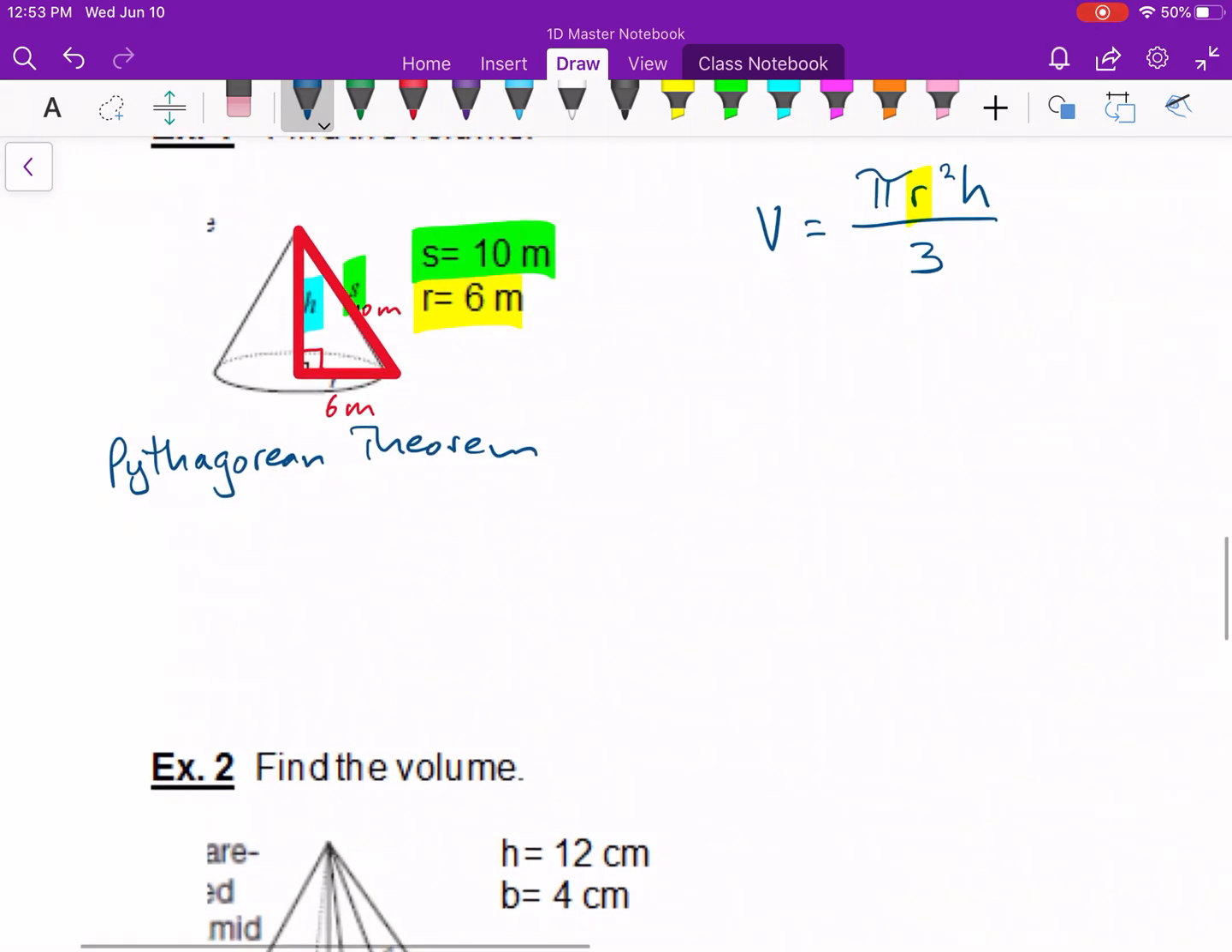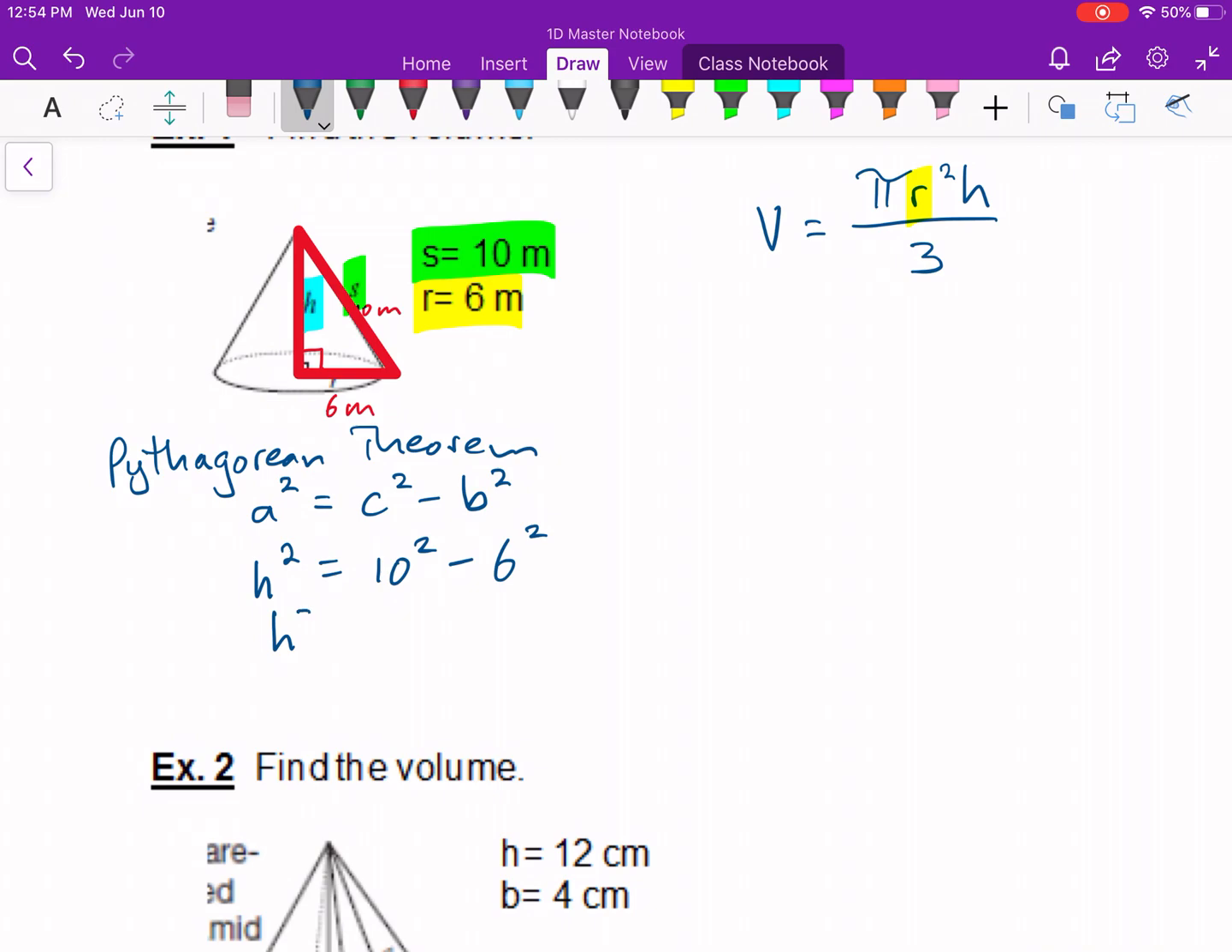And remember, there's 2 versions, c squared equals a squared plus b squared. That's if you're trying to find the hypotenuse. But I'm not trying to find the hypotenuse, that was s. I'm trying to find one of the other sides. So I'm going to use the version that has a squared equals c squared minus b squared. And remember, it doesn't matter what a and b are, just c has to be the hypotenuse. So if I want to find h, I'm going to replace a with h squared equals 10 squared minus 6 squared.